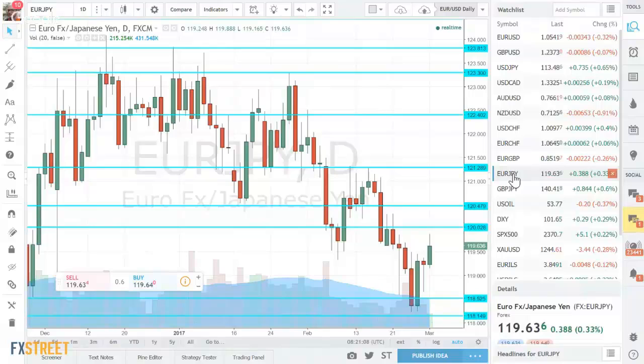122.40, 123.30, which was a swing high in January, and 123.80. Looking down, 118.50 and 118.15.